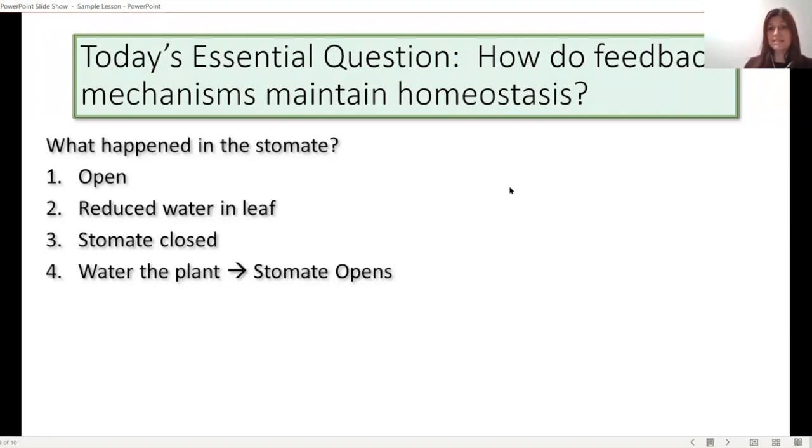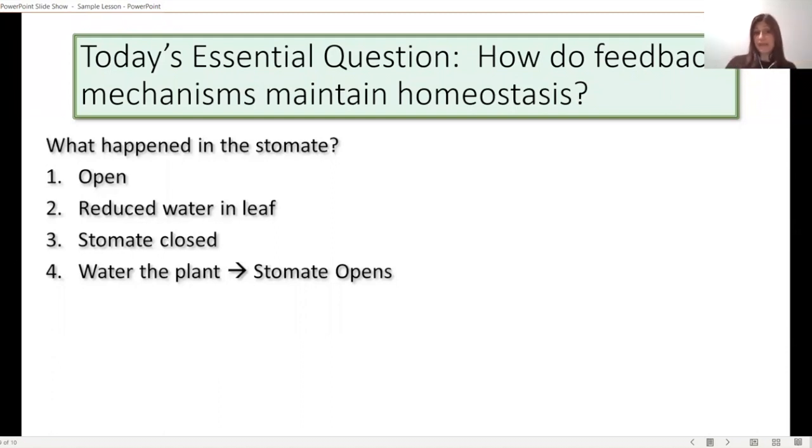Now, go back to the essential question. How do feedback mechanisms maintain homeostasis? And let's figure out what happened in the stomate. First, it was open. Homeostasis is good. Life is good. The plant's exchanging water and oxygen and carbon dioxide. Gases are going in and out. Water's coming out. Life is good. But for some reason, there's reduced water in the leaf. That's the change that's going to disrupt homeostasis.